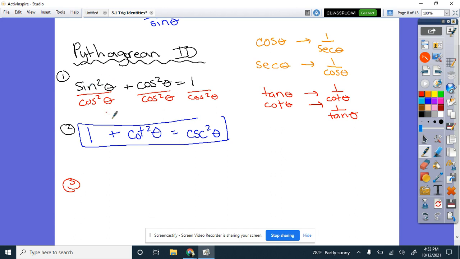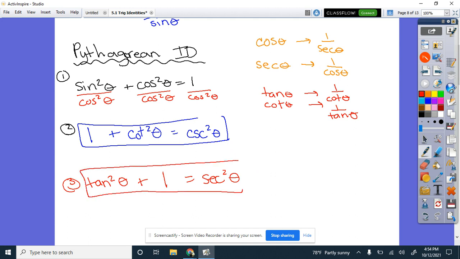So sine squared divided by cosine squared. Sine over cosine is tan. Remember, sine-gerine over cosine-gerine is tangerine. So we have tan squared theta plus cosine divided by cosine, which is 1. And then 1 over cosine squared is going to be secant squared. So again, these three are your Pythagorean identities.